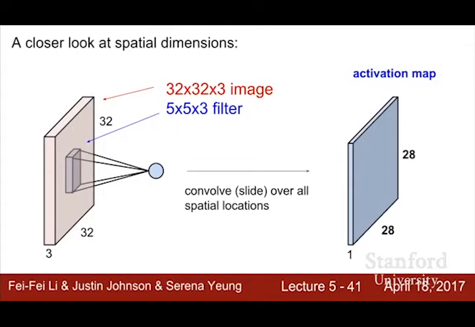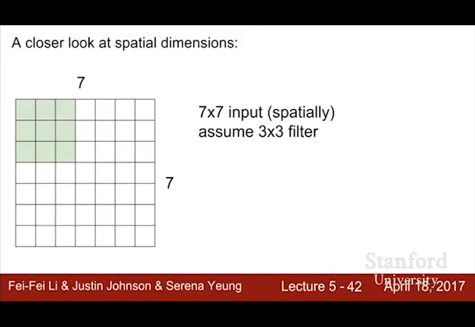Okay, so now let's work out some examples of how the spatial dimensions work out. So let's take our 32 by 32 by 3 image as before, right? And we have our 5 by 5 by 3 filter that we're going to slide over this image. And we're going to see how we're going to use that to produce exactly this 28 by 28 activation map.